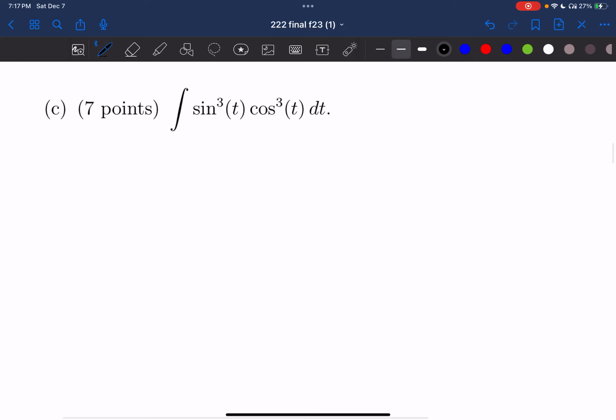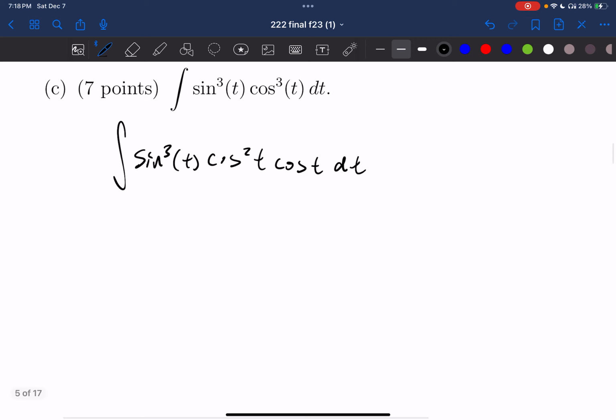Okay, so seeing something like this, we can try the trig identity stuff. For example, let sine stay the same, but group cosine squared t times cosine t dt like this. We know by the Pythagorean identity that sine squared plus cosine squared is equal to 1.